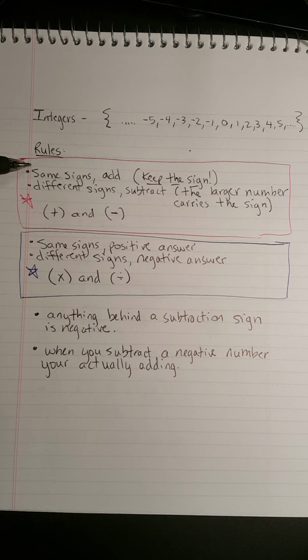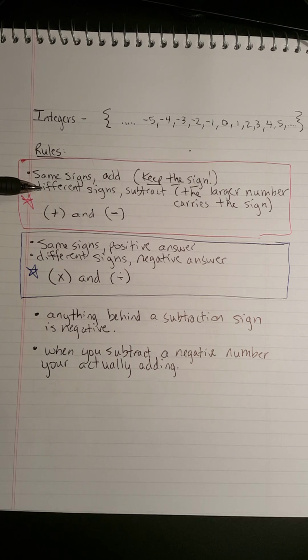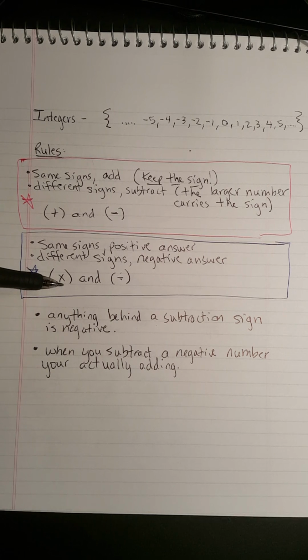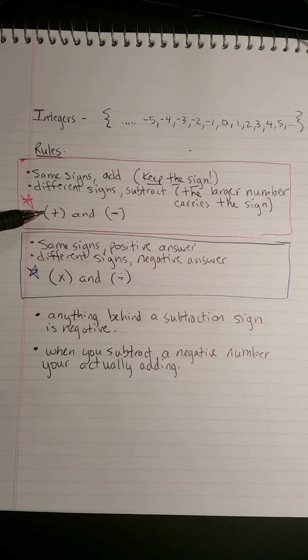I have already focused on the first rules, in the pink box, which is same signs add, different signs subtract. That's on a separate video if you're interested in learning more about those or reminding yourself how to do those. Please look for that video. But today I'm going to focus on same signs positive, different signs negative, which are the multiplication and division rules. That's going to be the key for today's video.